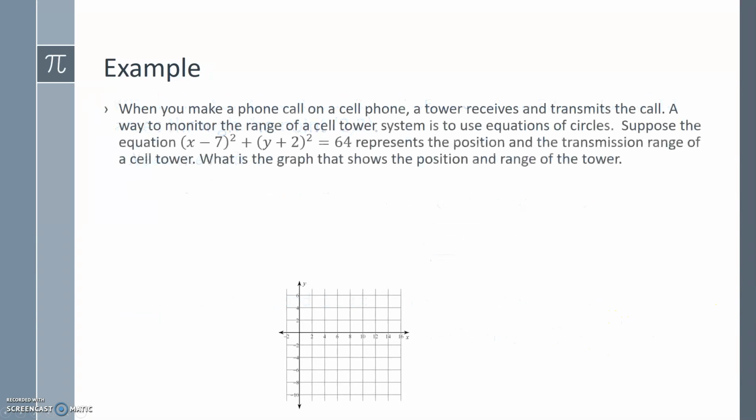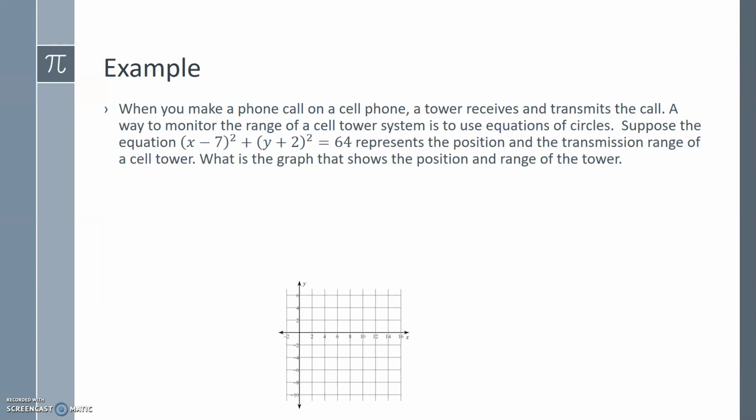Okay? All right, let's do a couple more examples. We got 2 more coming. So when you make a phone call on a cell phone, the tower receives and transmits the call. A way to monitor the range of a cell tower system is to use equations of circles.